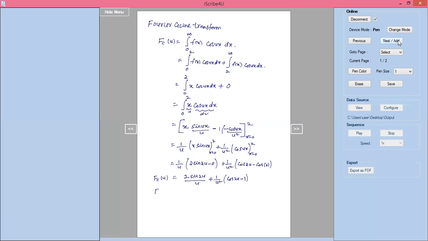Now I'll write fc of u equal to this. If I take the LCM, I'll get u square, and then 2u into sine 2u plus cos 2u minus 1. This is the required solution of the given equation, fc of u. Any doubts in this? You can ask.